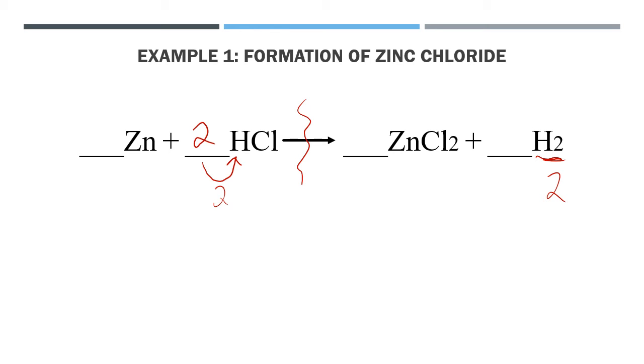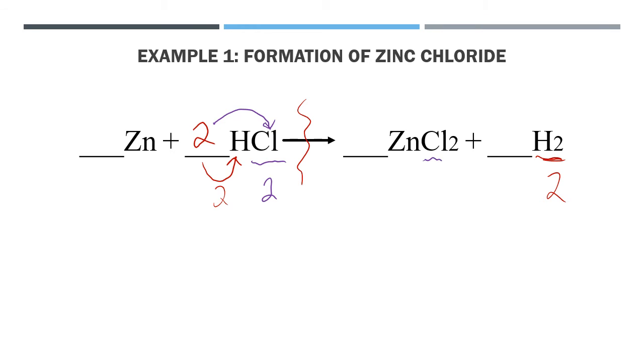Now, that doesn't mean we're done though, because we have to keep going left to right. And so I'm going to switch colors here. We're going to move on to the chlorine. Chlorine right here has nothing written next to it to the right, no subscript, so that means 1. But when I wrote that 2 in front, it also affected the chlorine. So on my left side over here, I have 2 chlorine, 2 groups of 1.